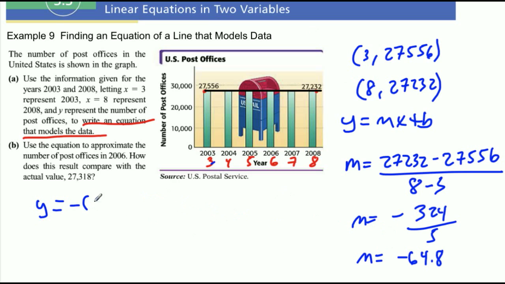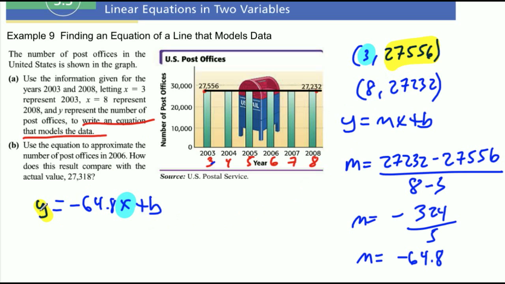y equals negative 64.8x plus b. Okay, so I'm trying to write this in slope-intercept form. So now I need to find the y-intercept. The way that we can find the y-intercept is we choose one of these points. It doesn't matter which one. I'm just going to choose this one right here. So 3 will replace the x, and the 27,556 will replace the y. The x coordinate goes with the x, and the y coordinate goes with the y. If you wanted to use the second point, you could do that, and we will get the same answer.